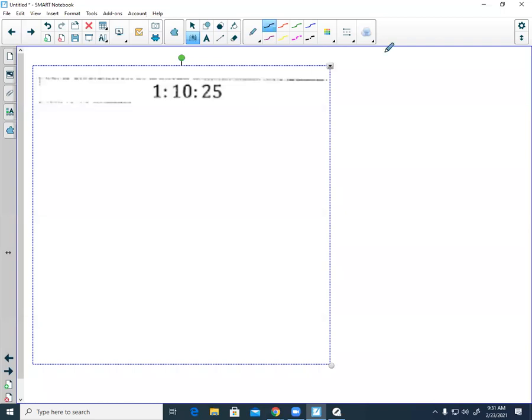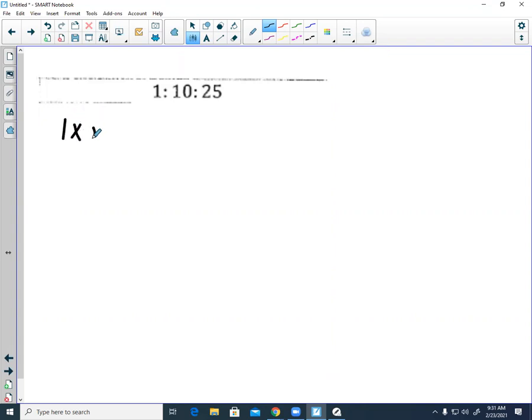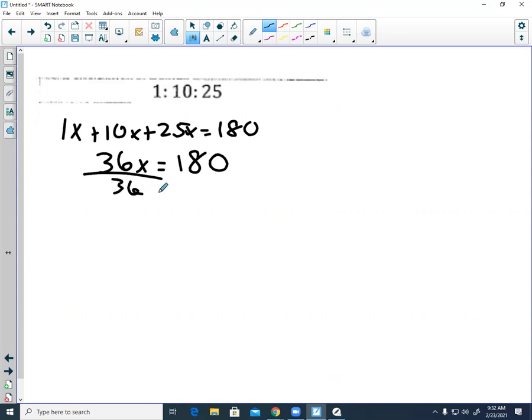So we, again, take our numbers, x by them, add them all together, set them equal to 180. So 1x plus 10x plus 25x equals 180. 10 plus 1 is 11, plus 25 is 36. 36x equals 180. Divide by 36, divide by 36, and I get 5. So x equals 5.